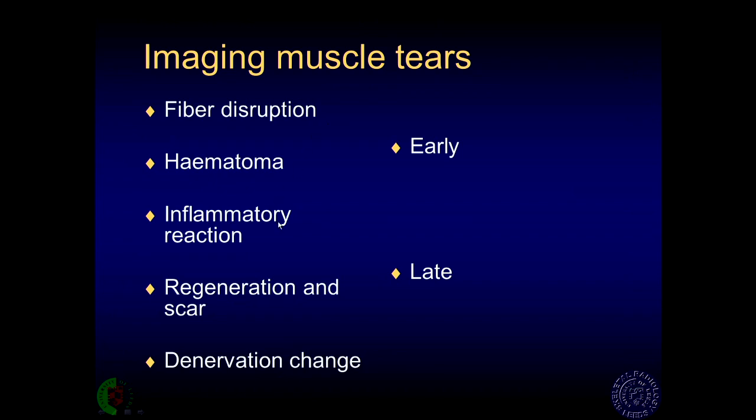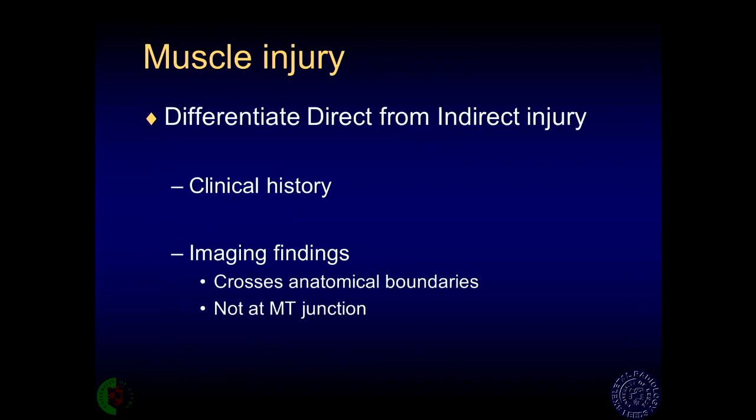And then later on, in looking at muscle tears, you can look for inflammatory reaction and healing change with regeneration, scar formation. And you can also look for denervation change, which might affect the function of a muscle later on. So how do you differentiate direct injury from indirect injury?